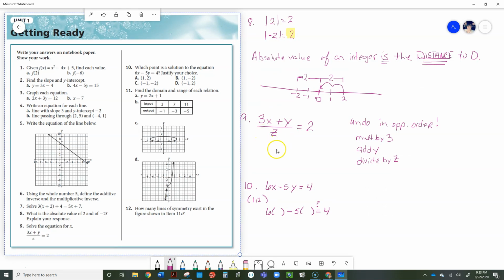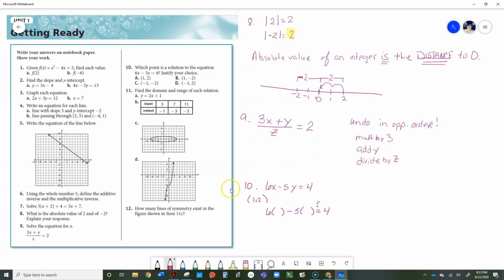Okay, going back to number 9, solve for x. You're going to solve for x by undoing everything that's happened to x in the opposite order. So the first thing that happens to x is that it's being multiplied by 3. The next thing that's happening to the x is we're going to add y to it. And then the third thing that's happening to x is we're going to divide it by z. So we're going to undo each one of those.